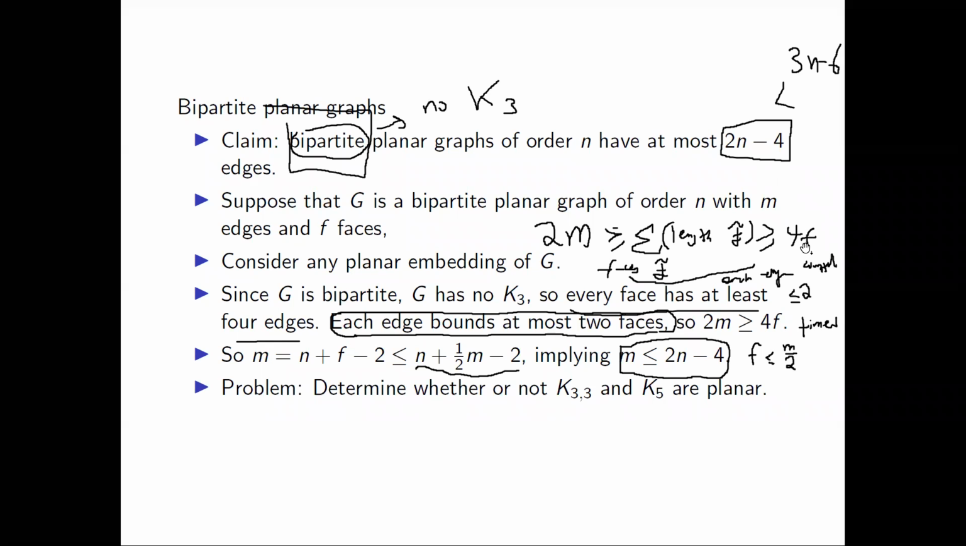So here's a problem for you to think about. Determine whether or not the complete bipartite graph with both parts of size 3 is planar. Also determine whether or not the complete graph of order 5 is planar.